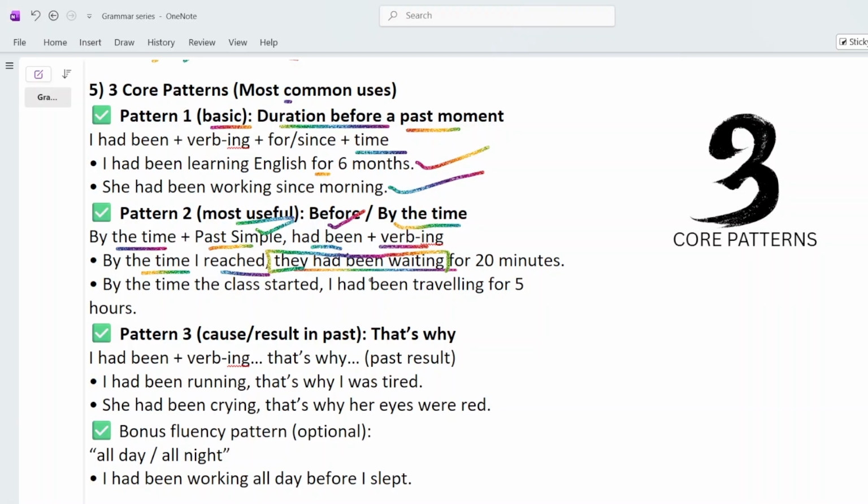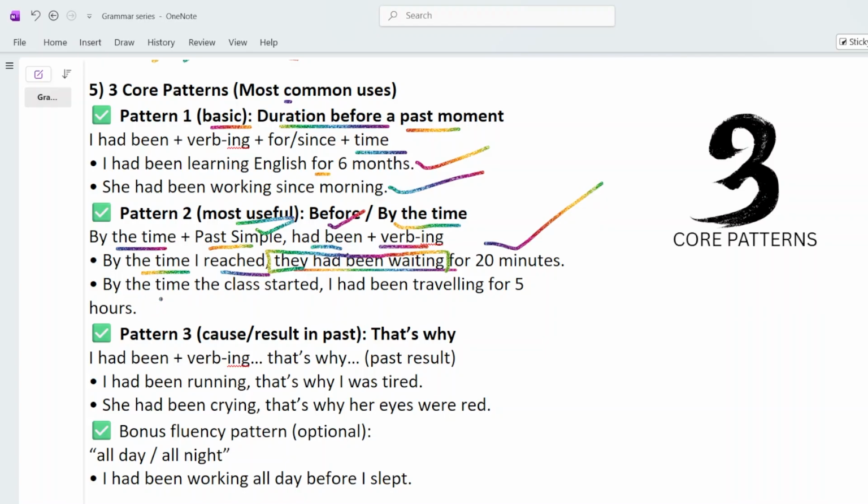So this is pattern 2, but it can be used by intermediate users as well, intermediate users of English, or as they advance towards speaking the language. That is what I'm letting you know, that you can also combine two tenses. By the time I reached is your simple past. They had been waiting, again your past perfect continuous, for 20 minutes. You're adding a time frame.